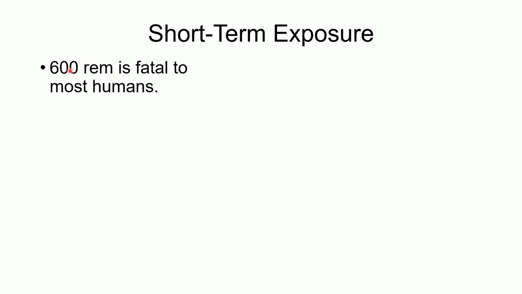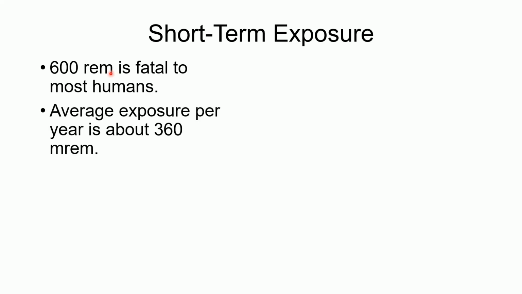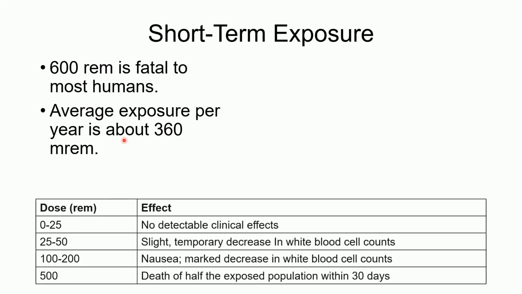So when it comes to short-term exposure, like exposure within a relatively short period of time, a day or a couple of hours or whatever, if you're exposed to 600 REMs of radiation very, very quickly, it's almost certainly fatal. An average dose within a year is about 360 millirems. So you can see, this is less than 1 rem. So these are the amounts of dose. If you're exposed to these quantities, you're probably not going to have a major effect.